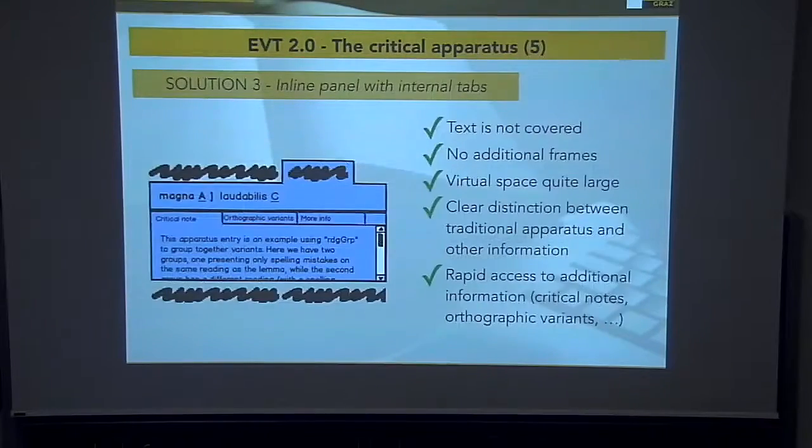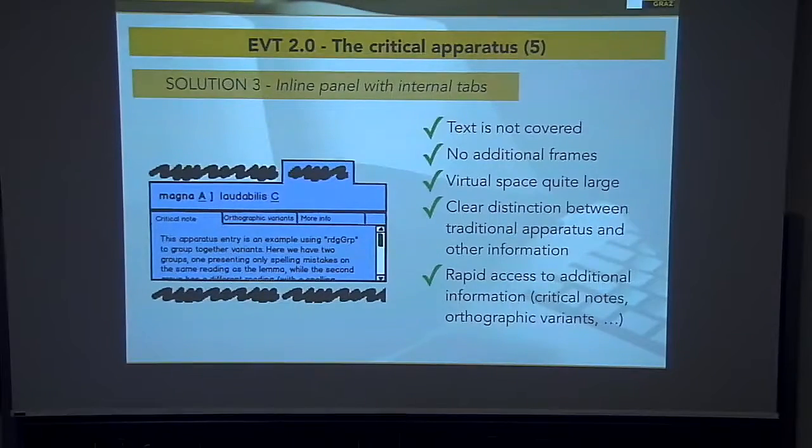So we arrived at our final solution that allows the user to read the critical apparatus without covering the text and without using additional frames. The virtual space available is quite large, and this allows to clearly divide all the contents that we wanted to add to the traditional apparatus.